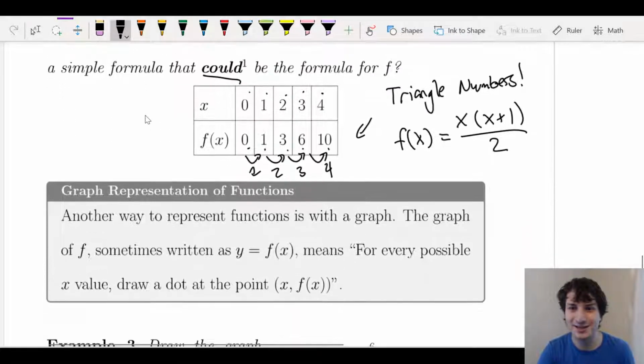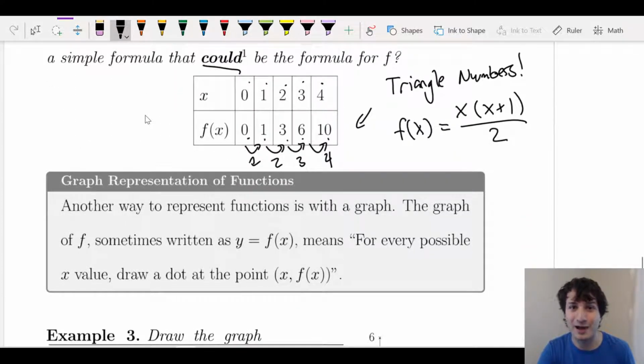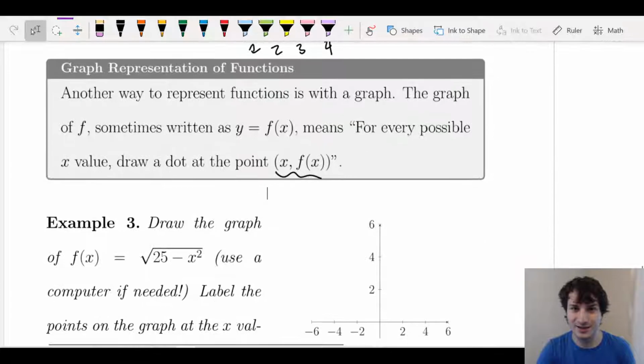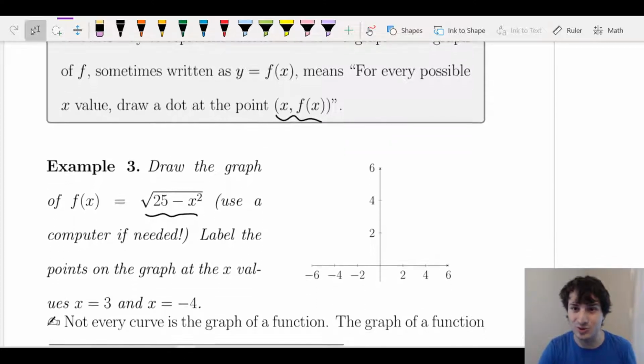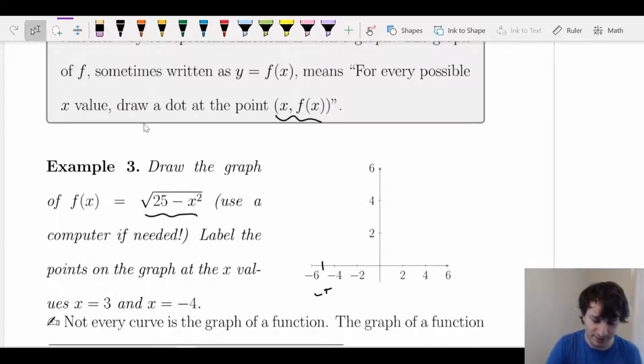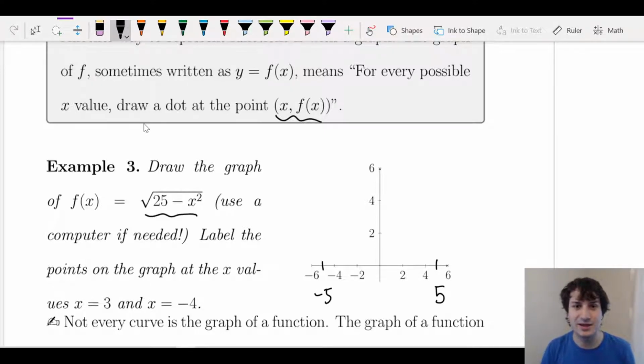Okay, the last way to represent a function is as a graph. So the way a graph works is you take all the possible x values in the domain and you draw a dot at the point x, f of x. So I'm sure you've seen lots of graphs before. Here's an example. Draw the graph of the function square root of 25 minus x squared. That was the function we did before. We know its domain is between -5 and 5. So the function is definitely going to live on this thing.